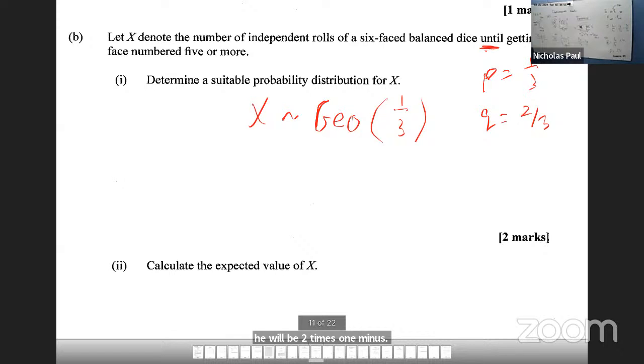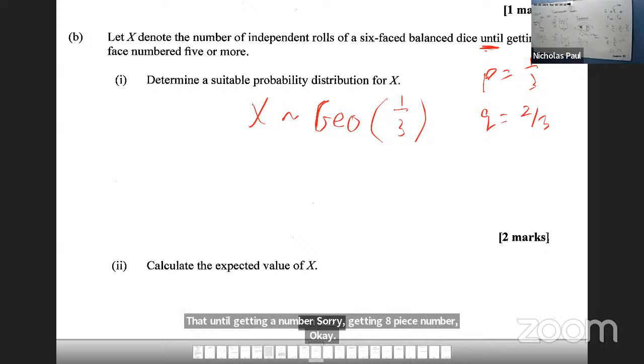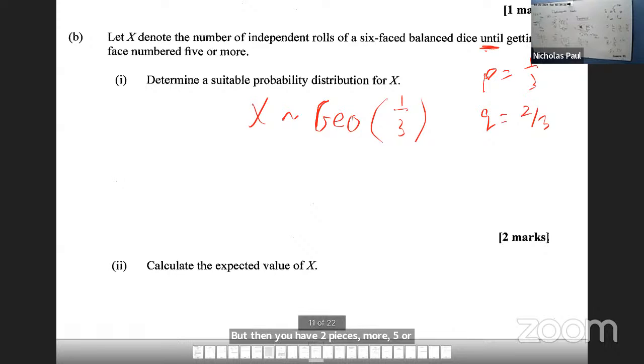How do I get the P? Let X denote the number of independent rolls of a 6-faced balanced die until getting a number 5 or more. So you have 6 faces, right? Therefore you have 2 faces of 5 or more, 5 and 6. So the probability of getting that is 2 over 6.